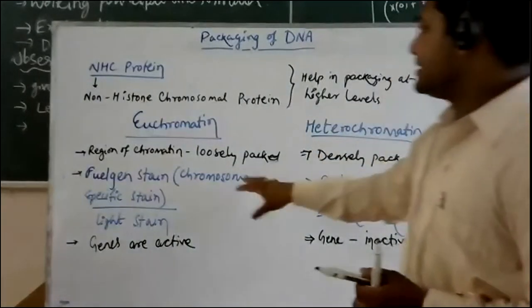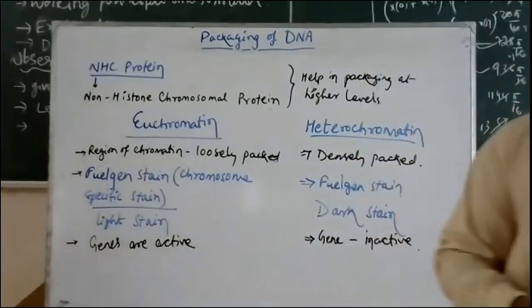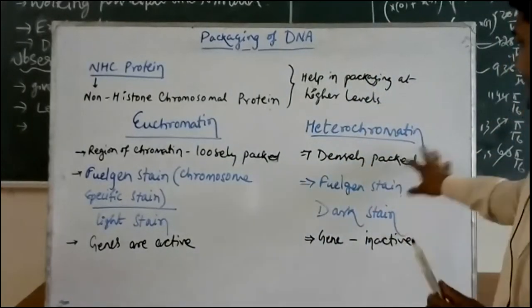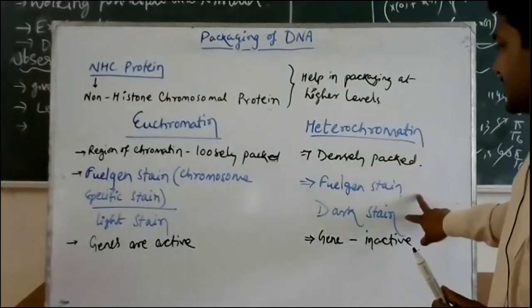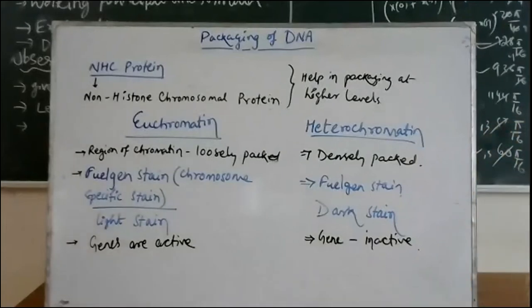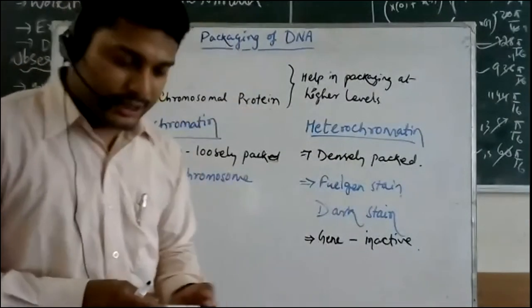These are loosely packed regions of the chromatin, and they're going to be lightly stained, whereas heterochromatin is going to consist of densely packed chromatin. That's why they're going to give a dark stain, and the genes here are going to be inactive. So this is regarding the euchromatin and heterochromatin, dear students.